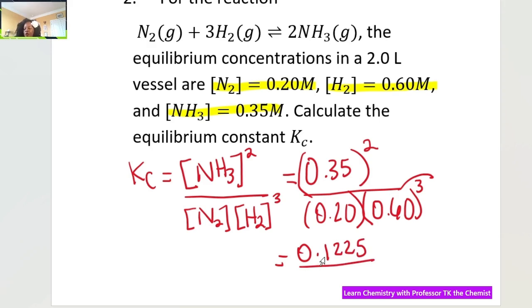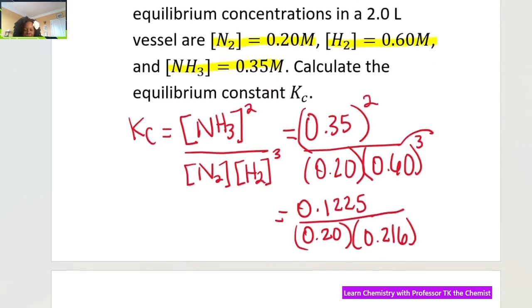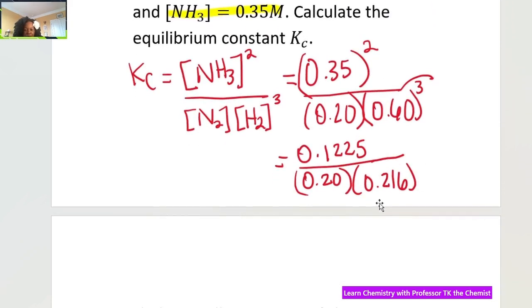0.60, we're going to cube that, okay? And that's equal to 0.216. That, not cube root, excuse me. You're going to take 3 times that number, all right? So you're going to take the 0.216 times 0.20, and you're going to get 0.0432. I'm going to pull this down so that way you guys can see, okay?